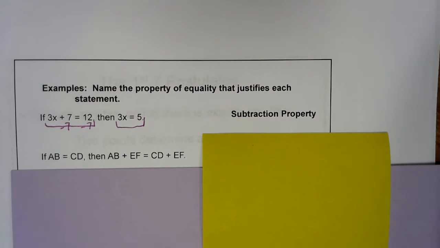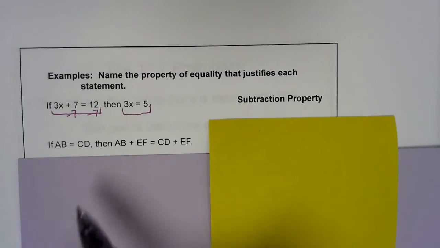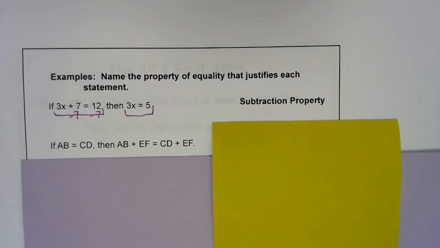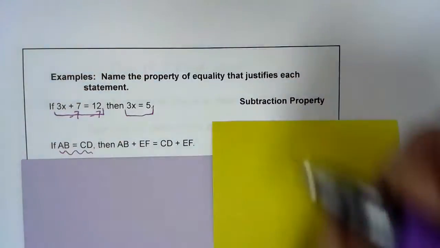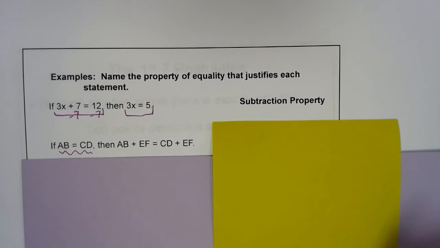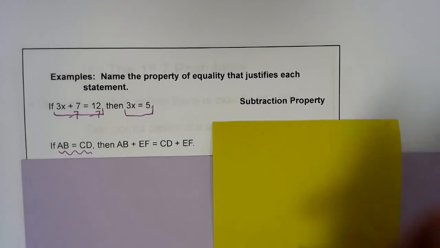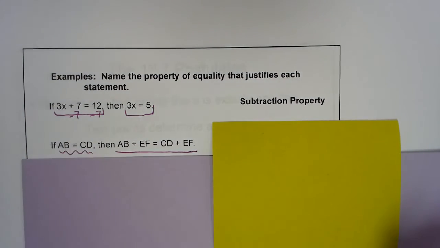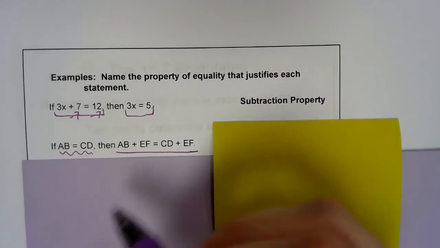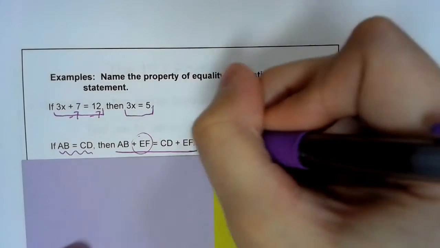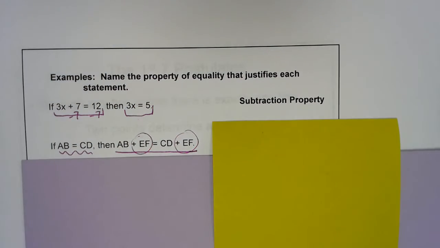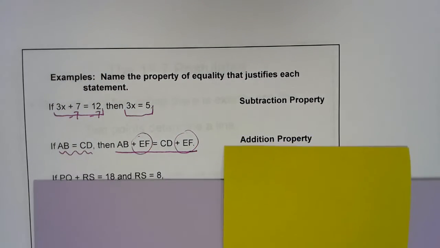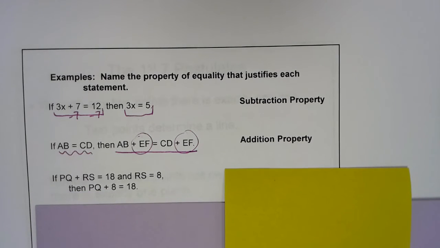All right, look at the next one. So the next one says if AB equals CD, again, that is your hypothesis, your given information, then AB plus EF equals CD plus EF. So that one was easier to see to me just because I read it immediately. I noticed that there was a plus EF added on both sides. Since I added something on both sides, we can call that the addition property.